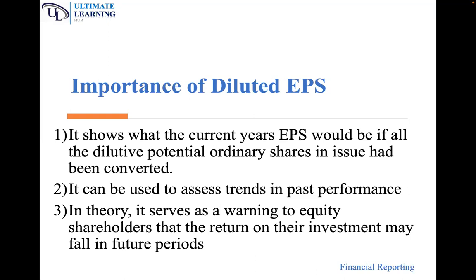And we say that the factors that contribute to dilution include, number 1, convertible bonds. Number 2, preference shares, convertible preference shares. And number 3, options or warrants. So if we exercise those, in that case, it results into dilution.